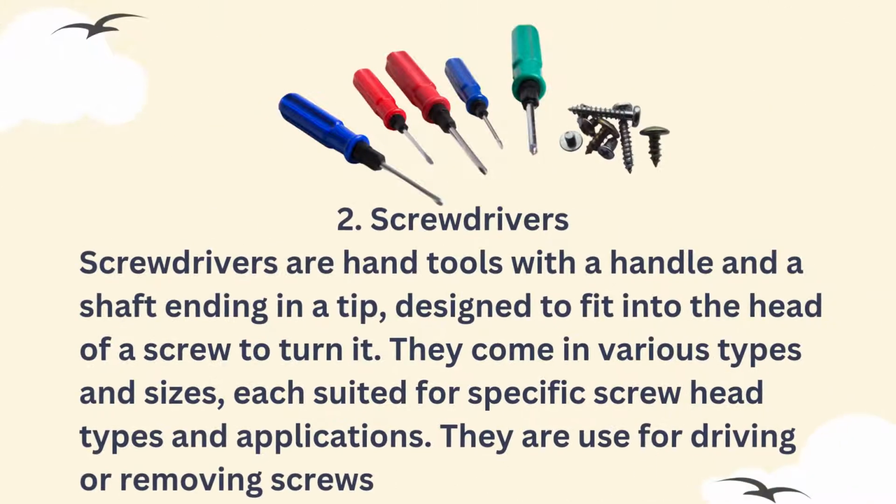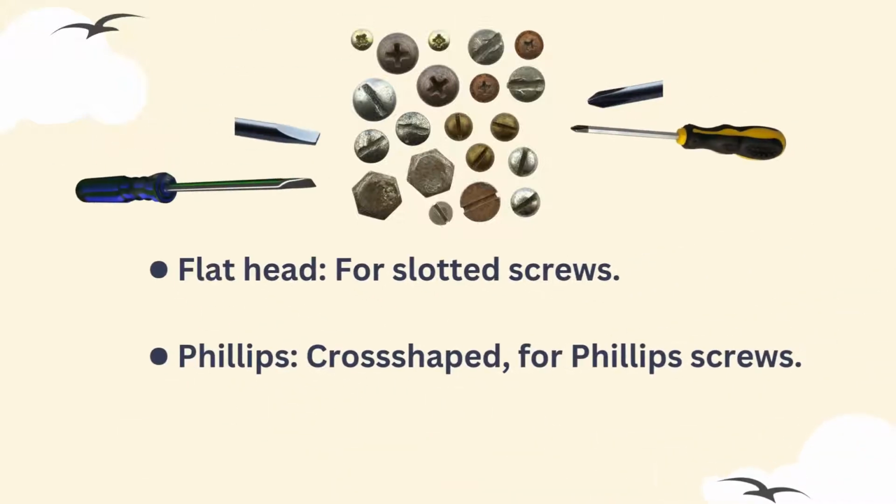2. Screwdrivers. Screwdrivers are hand tools with a handle and a shaft ending in a tip, designed to fit into the head of a screw to turn it. They come in various types and sizes, each suited for specific screw head types and applications. They are used for driving or removing screws. Flathead, for slotted screws. Phillips, cross-shaped, for Phillips screws.